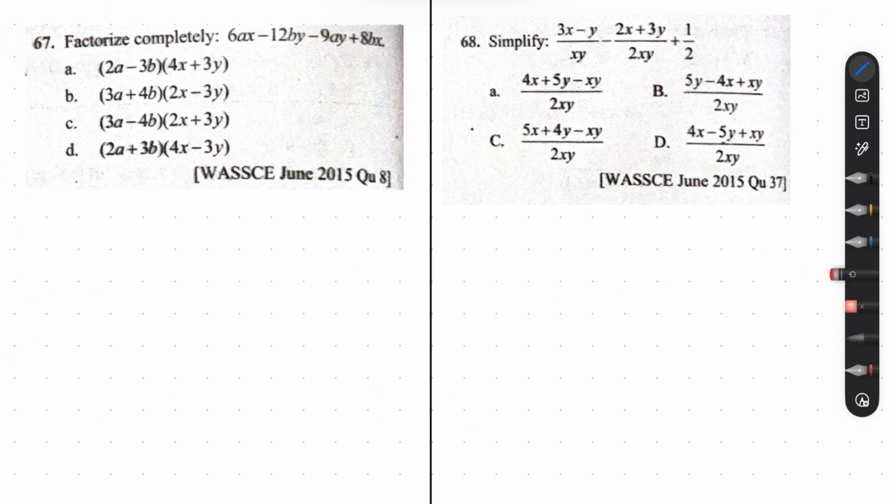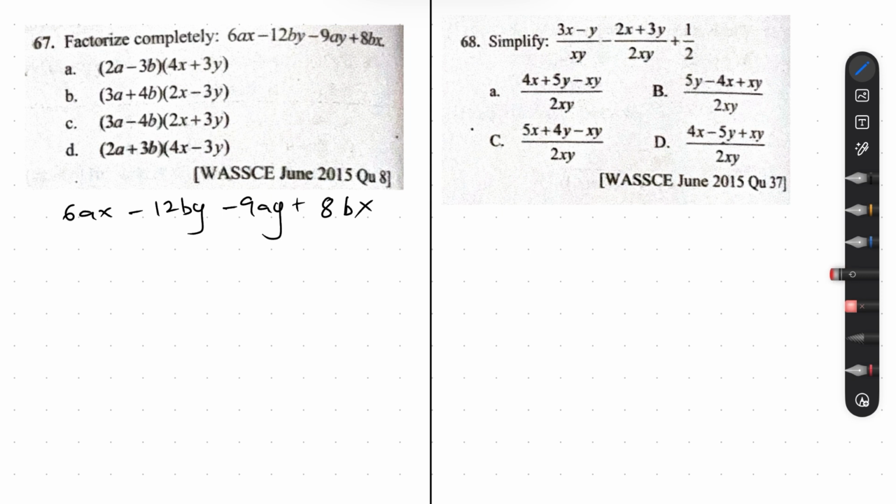The question says factorize completely this expression. Okay, so let's write it down first. 6ax minus 12b minus 9ay plus 8bx. Okay, well, now what we can do is group like terms.